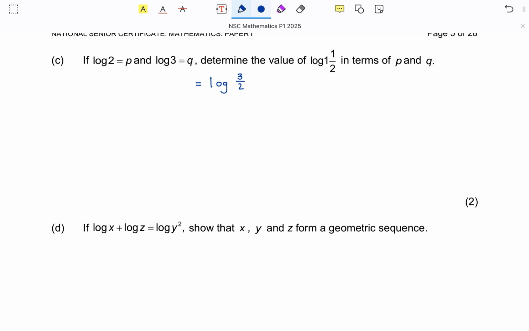The next thing that we should know from our log rules is that if we've got one number that is dividing by another number, then it can also be written as log of the numerator minus log of the denominator. And now that we've got everything in terms of log 3 and log 2, we can sub back their values that they originally gave us. So this becomes Q minus P.